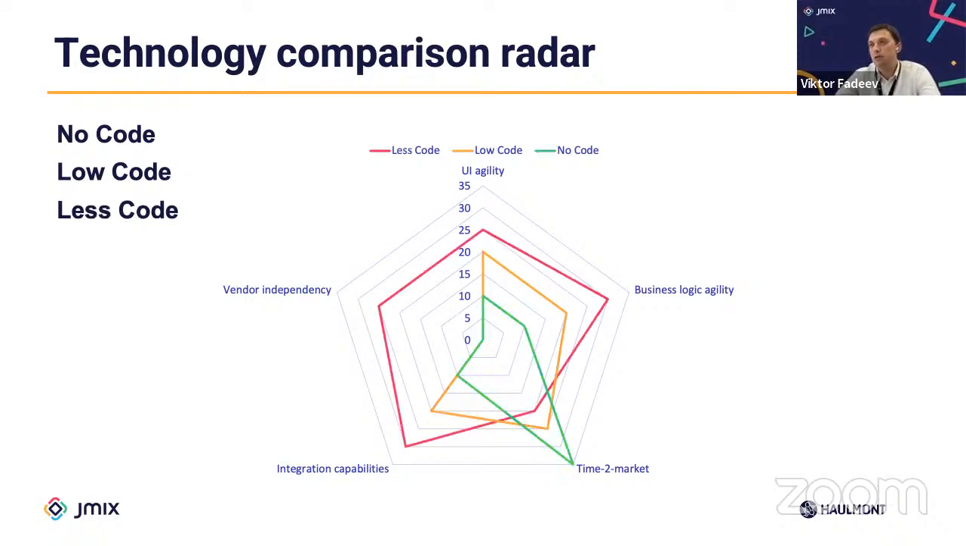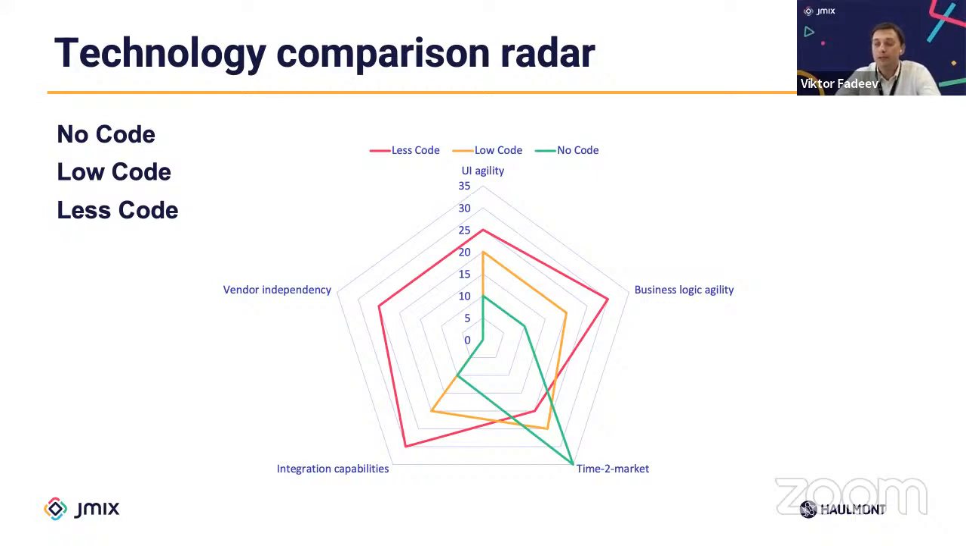And here I'd like to show the less code approach. You'll see that it's much wider on business agility, UI agility, and integration capabilities, but it shows worse score in time to market. The reason is that code appears here, and you cannot deliver an application without coding a line of code. Yeah, so you need to do some coding in this case.